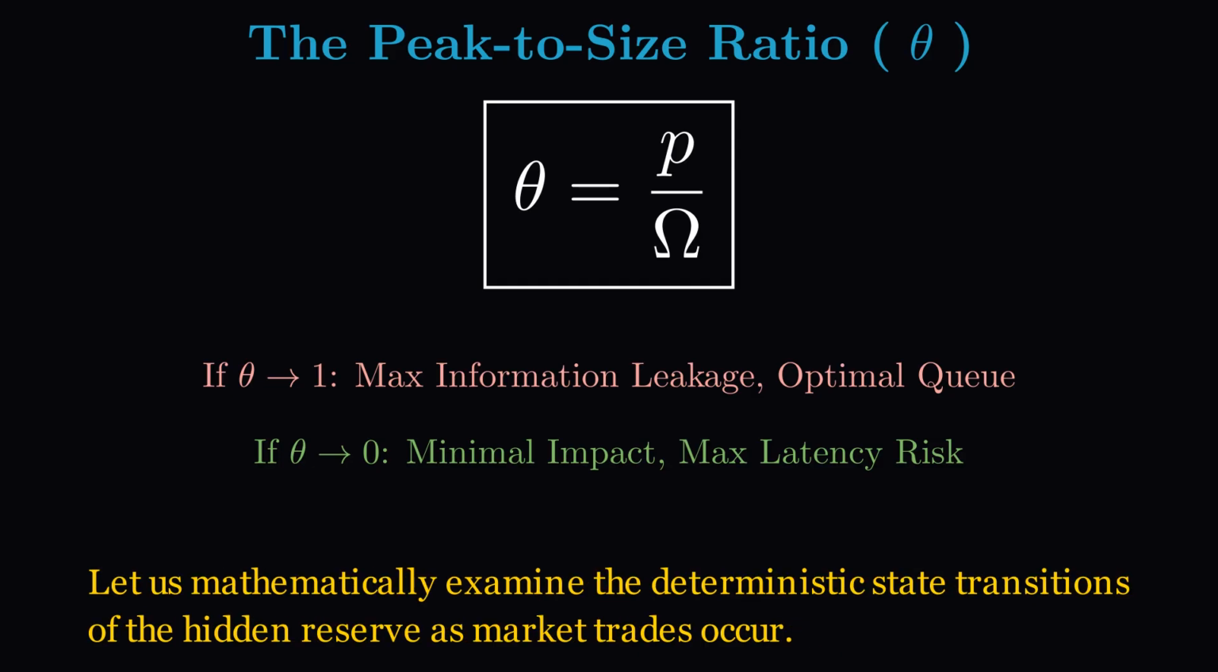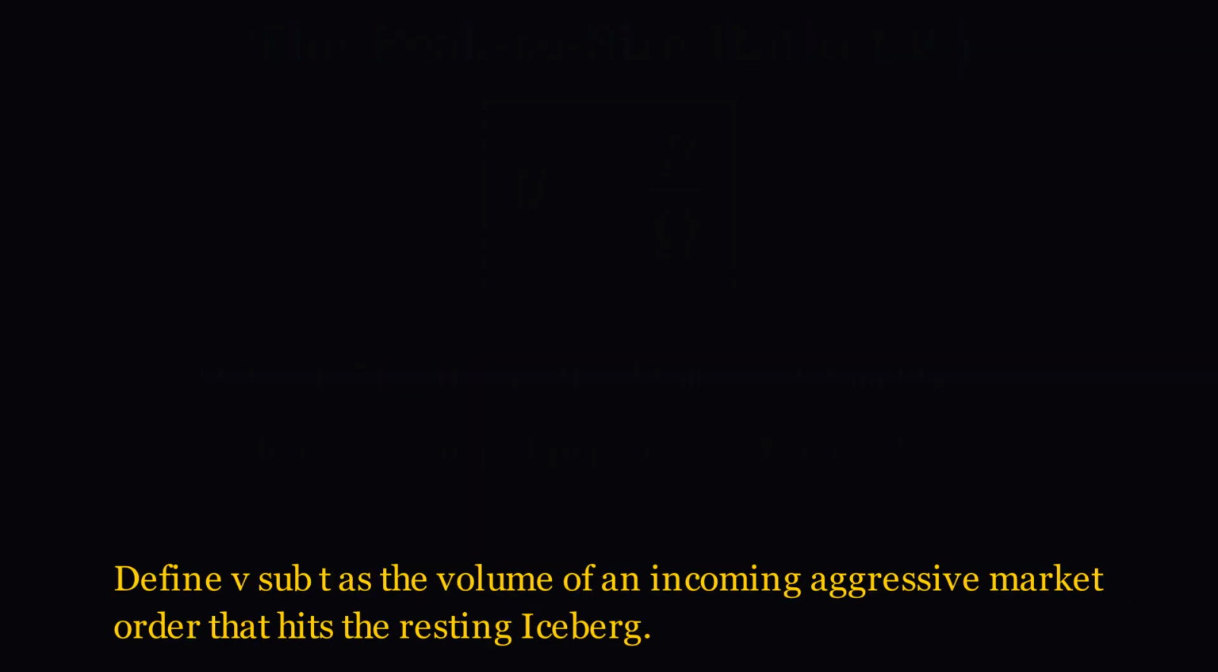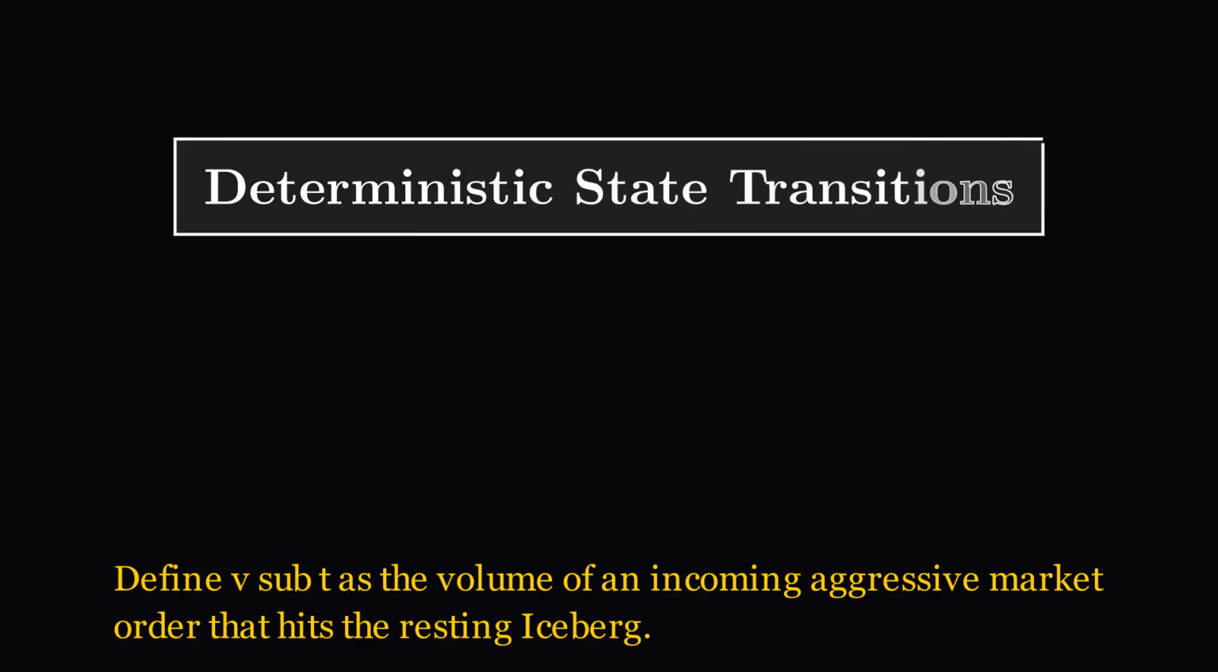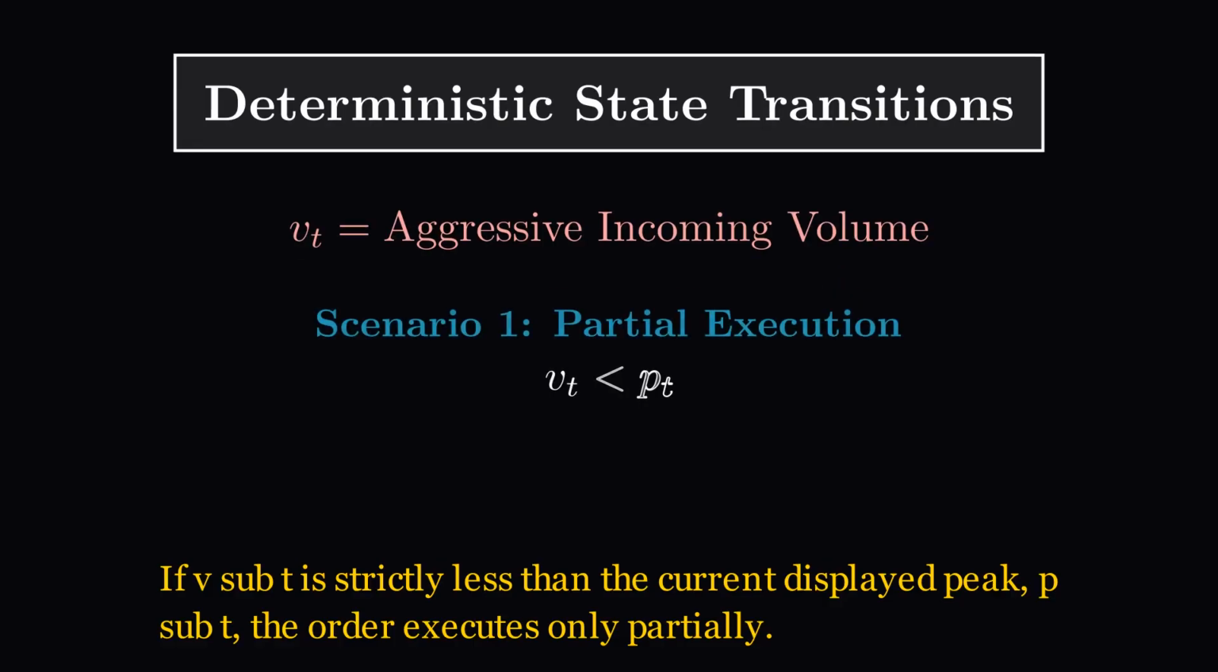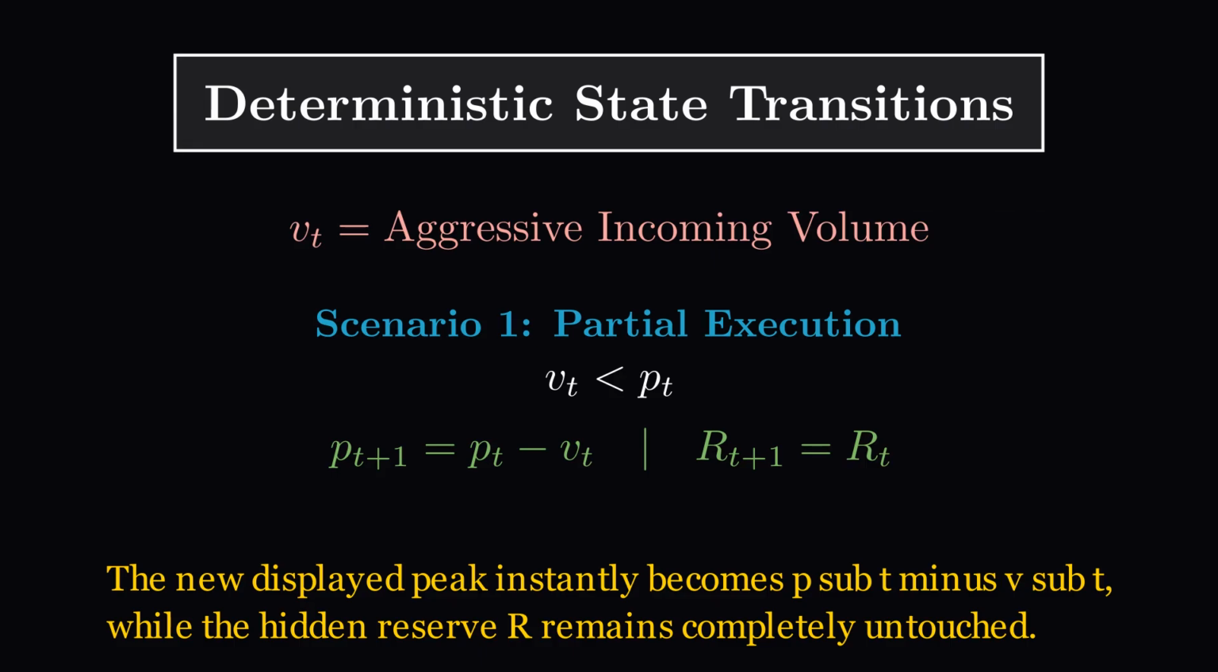Let us mathematically examine the deterministic state transitions of the hidden reserve as market trades occur. Define V sub t as the volume of an incoming aggressive market order that hits the resting iceberg. If V sub t is strictly less than the current displayed peak, P sub t, the order executes only partially. The new displayed peak instantly becomes P sub t minus V sub t, while the hidden reserve R remains completely untouched.